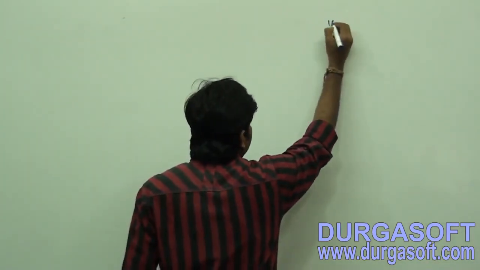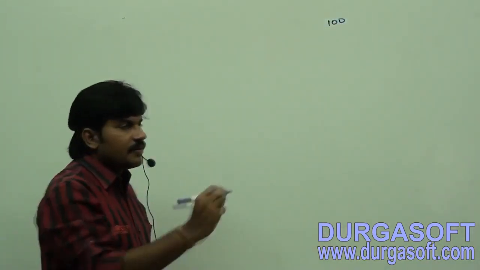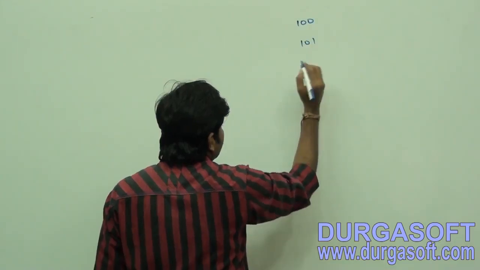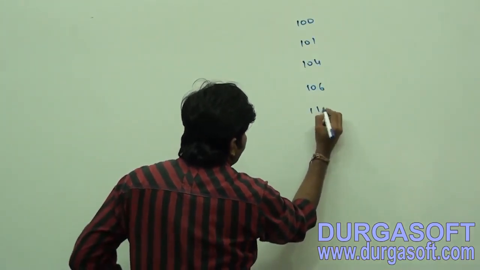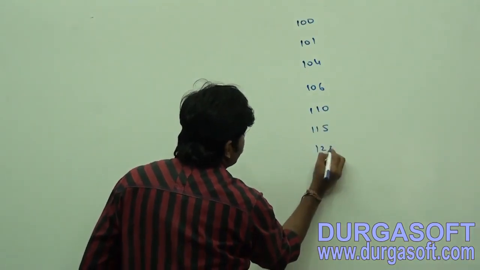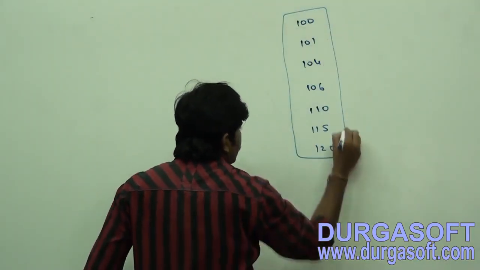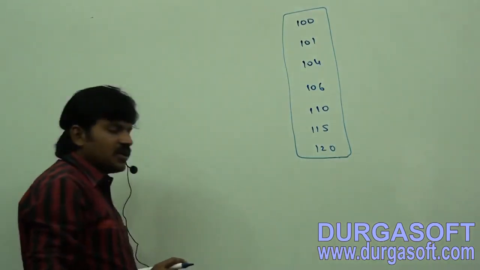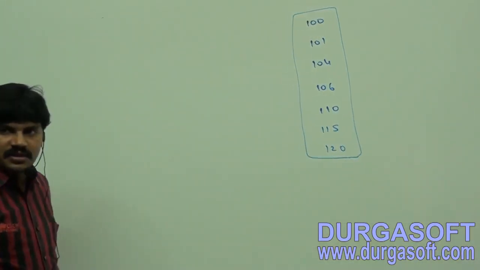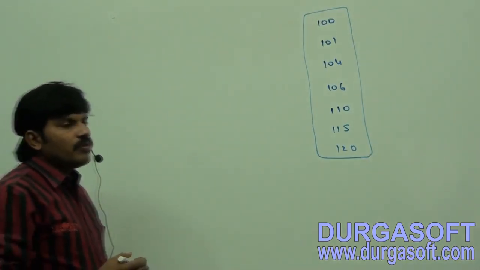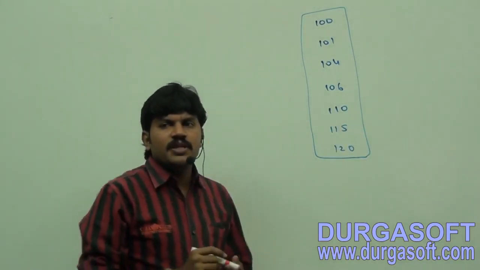Now assume this is my set: 100, 101, 104, 106, next 110, 115, 120. Can I use the term sorted set here or not? Yes, it is a sorted set. Now which one is the first?